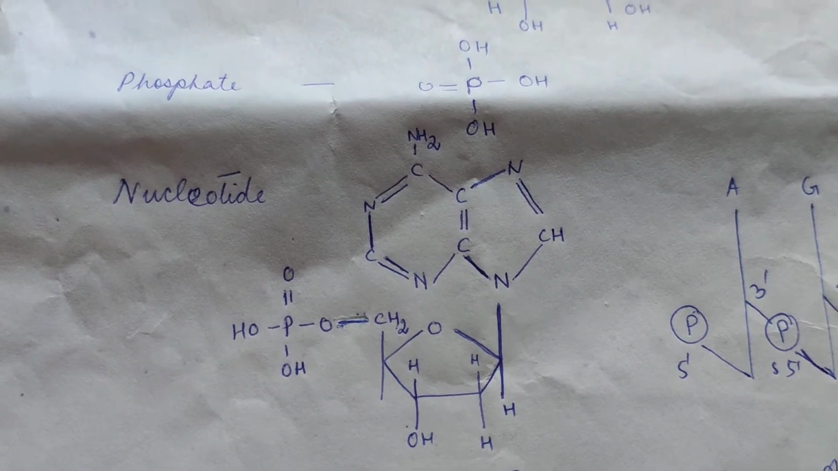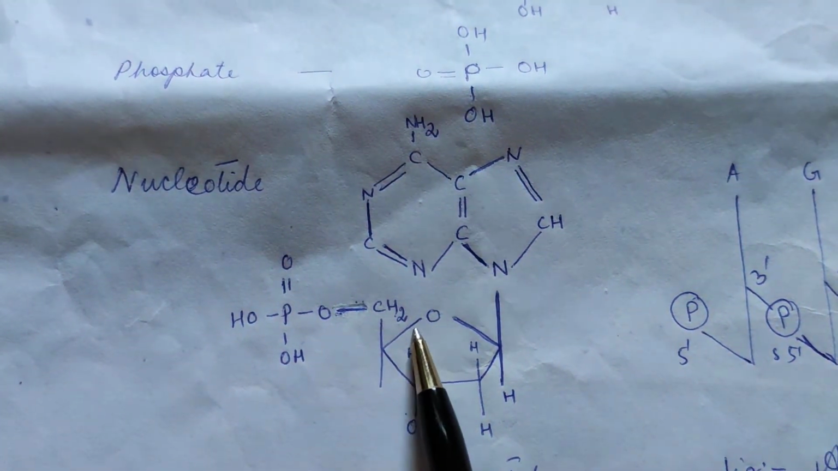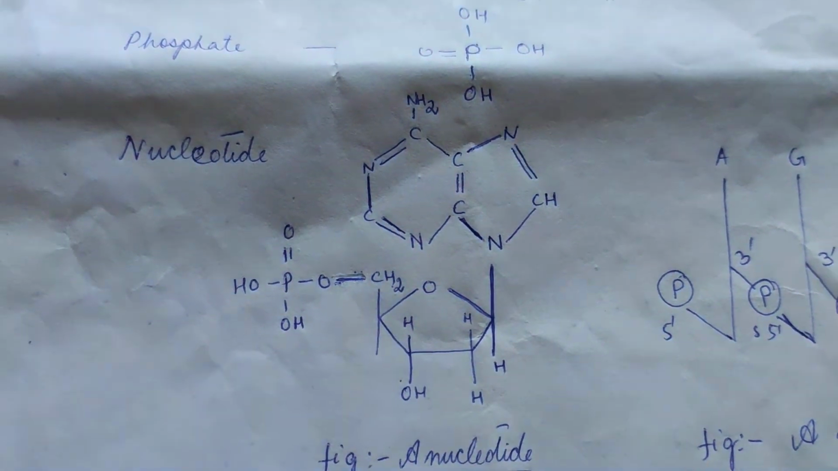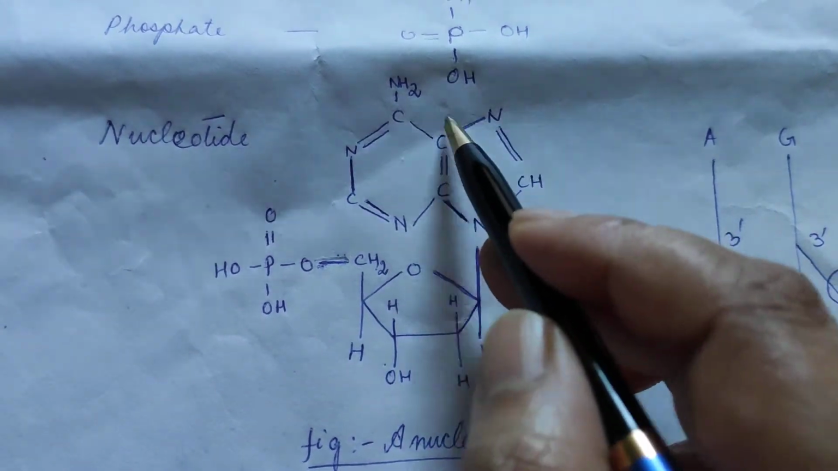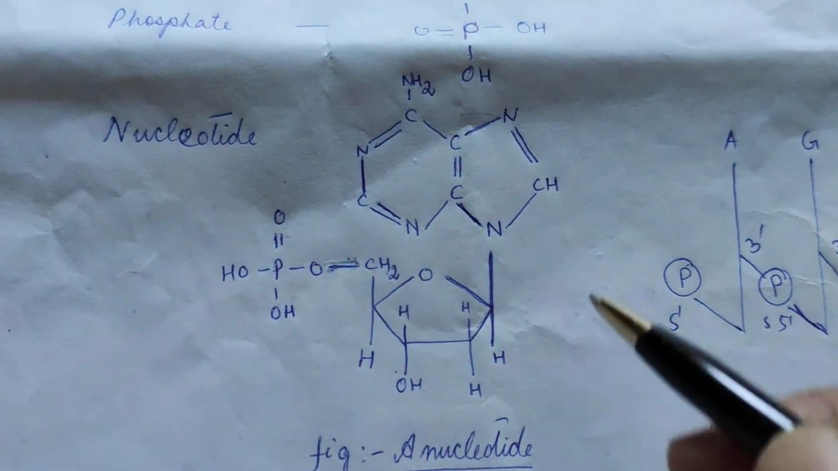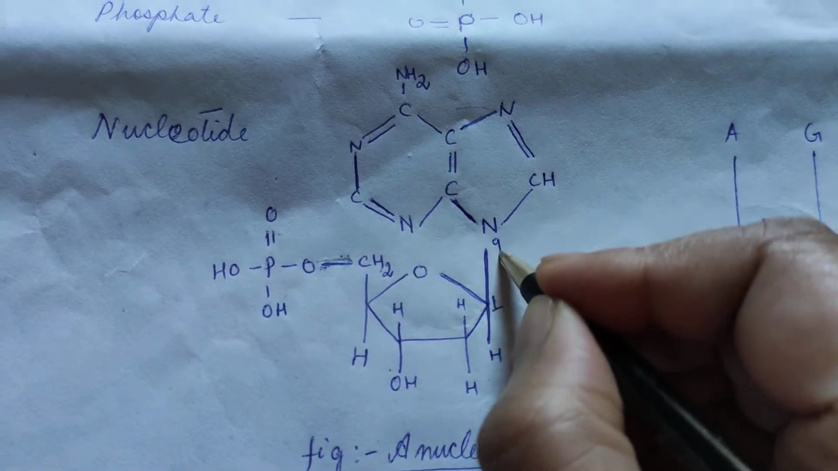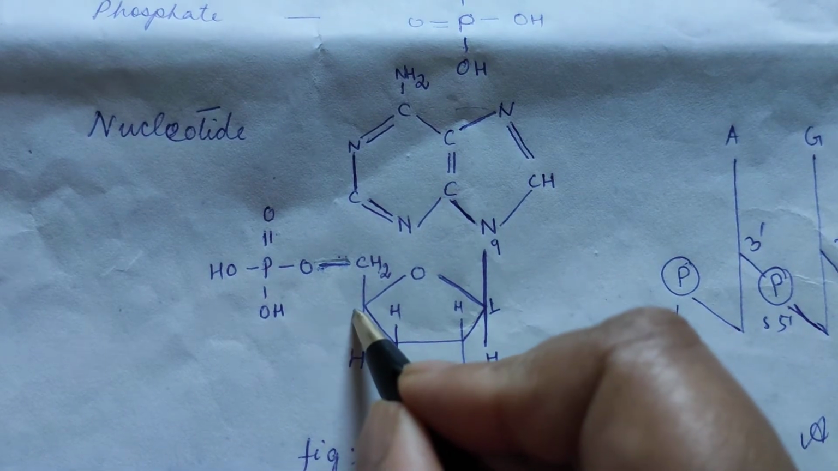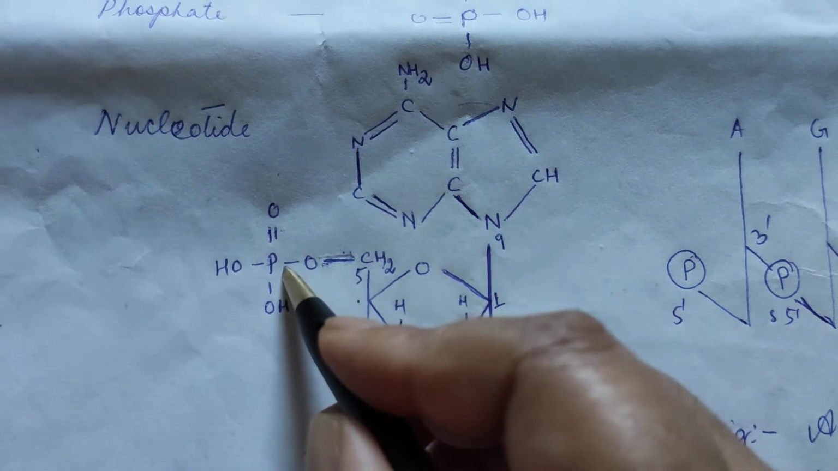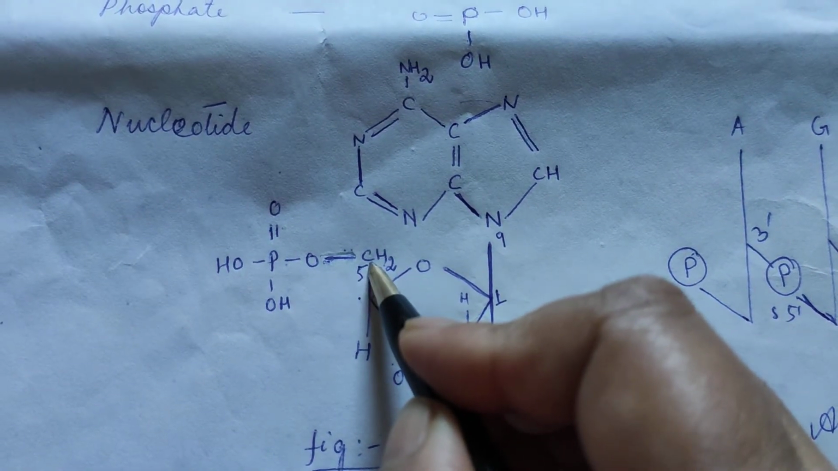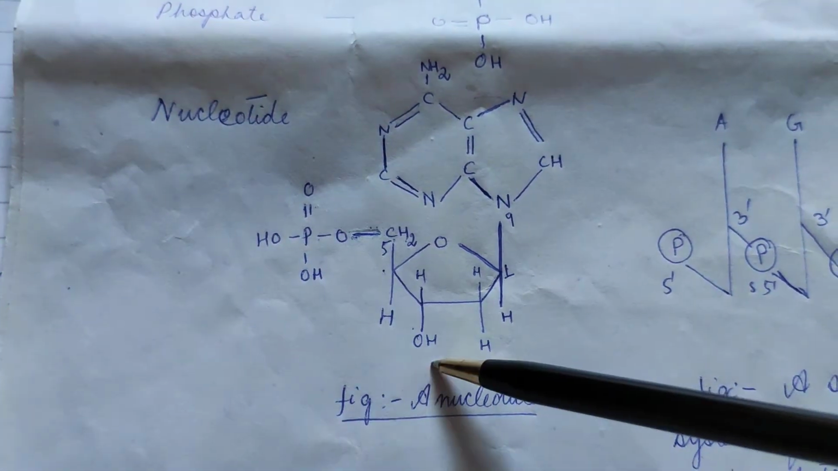components bind to form this structure. So this is the phosphate, this is the deoxyribose sugar. This is one of the nitrogenous bases and this is the phosphate molecule. Here this is carbon 1 and this is nitrogen 9. Here it is carbon 5, and the phosphate molecule attaches with the carbon here. So this is how a nucleotide is formed.